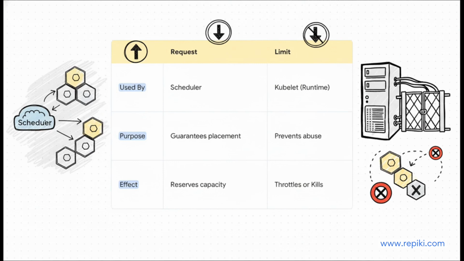So what's really fascinating here is how this table shows a clear separation of powers. The scheduler uses requests before your pod even starts to decide where it should run. But the limits, those are enforced by the kubelet on the node during runtime to make sure your running container plays by the rules. Two different tools for two different jobs.